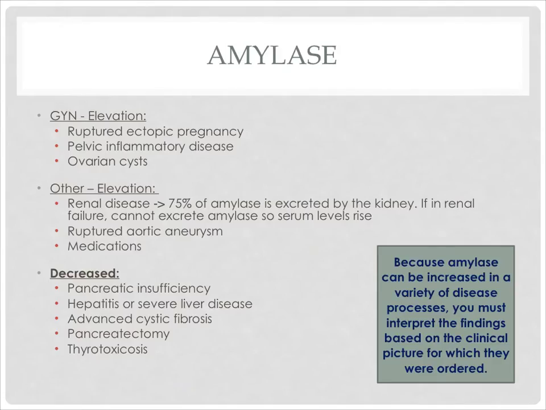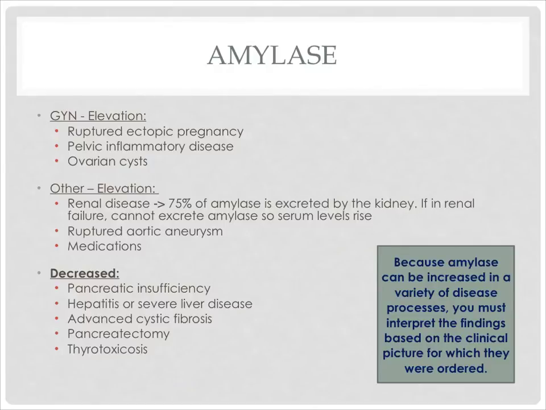GYN causes of increased amylase could be from a ruptured ectopic pregnancy, pelvic inflammatory disease, or even an ovarian cyst. Other reasons could be renal disease, and this is because amylase is excreted by the kidneys. So if the kidneys are unable to filter it out, then obviously your serum levels would be higher. Ruptured aortic aneurysm and various medications can also cause the level to be higher.